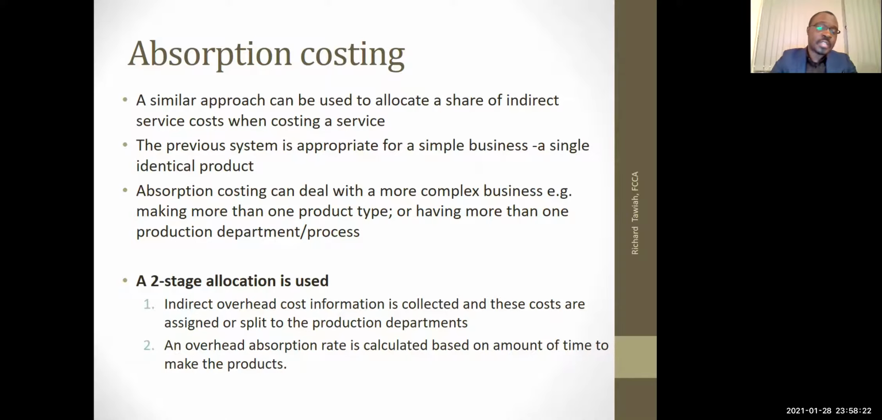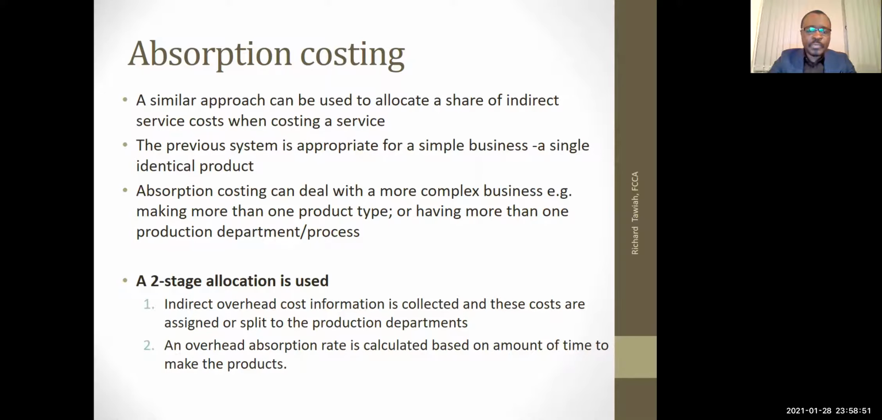There's a two-stage allocation process. And one of the methods in allocating this indirect cost to product is called absorption costing. Okay, there are other methods like activity-based costing. We'll look at it very soon, but let's take it one step at a time. So we have absorption costing, and like the name sounds, we absorb these indirect costs after we've gone through some slight mechanics and allocate it to the cost of the product.